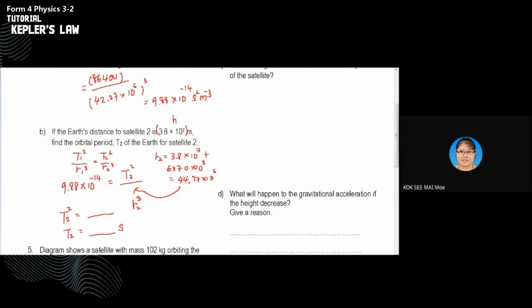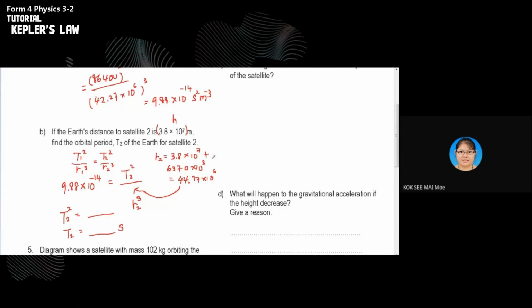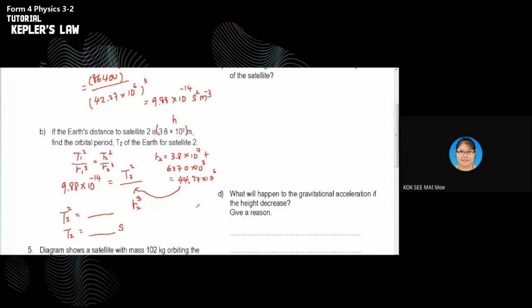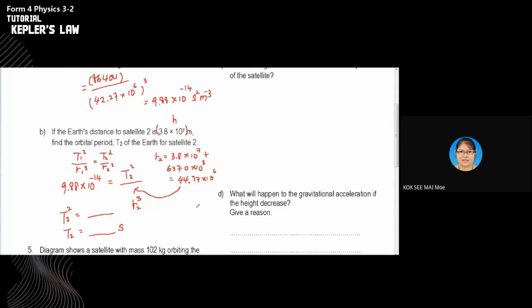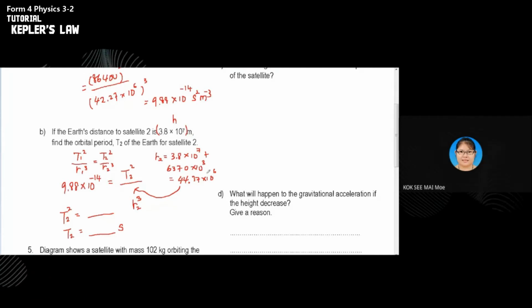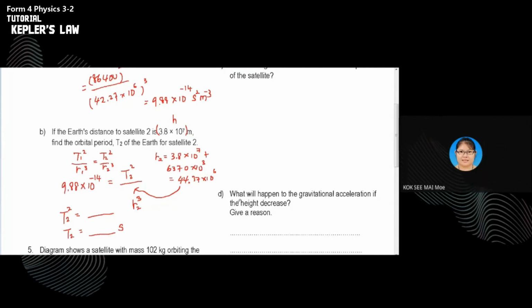First, you can get the R. After I add, you get 44.37 times 10 power of 6 first. Did you get it? 44.37 times 10 power of 6.